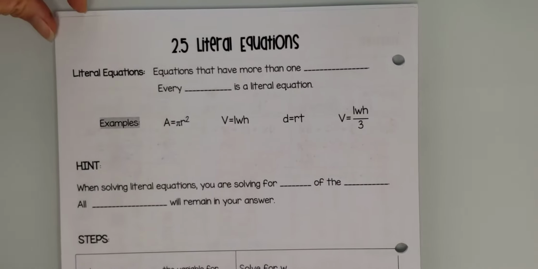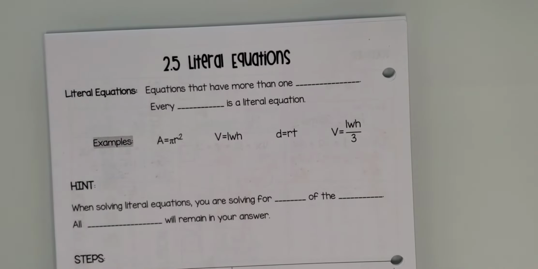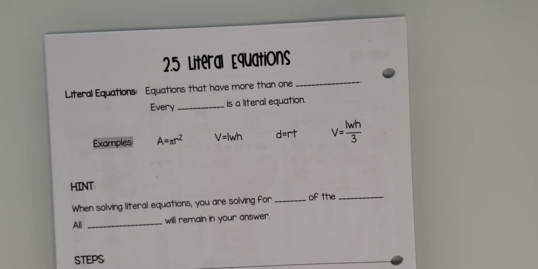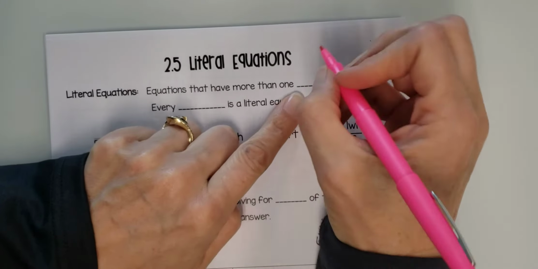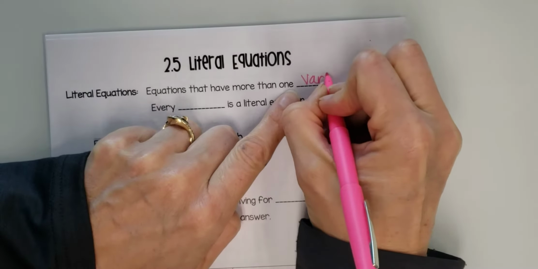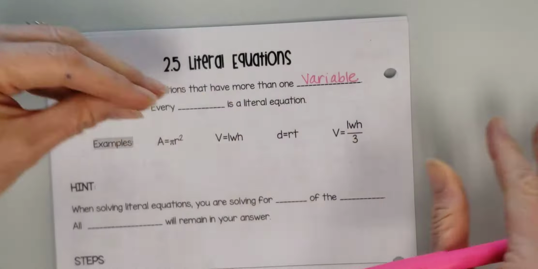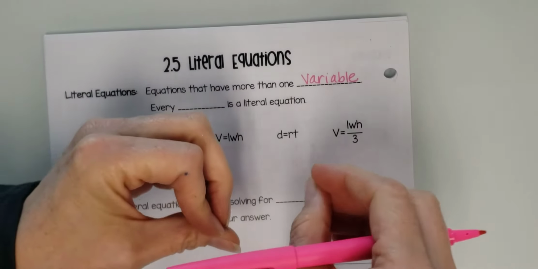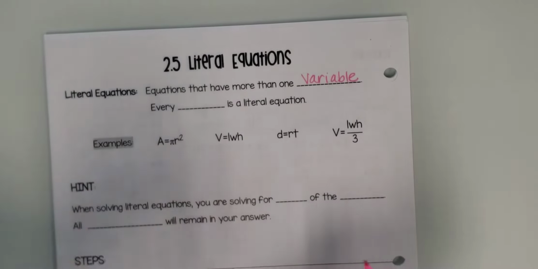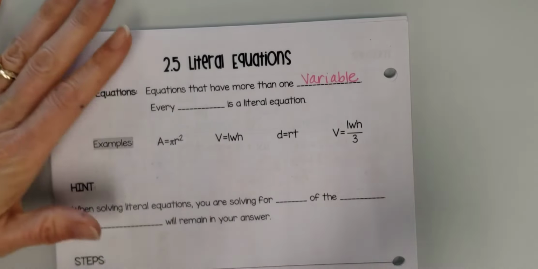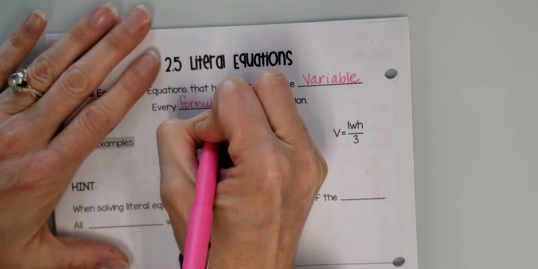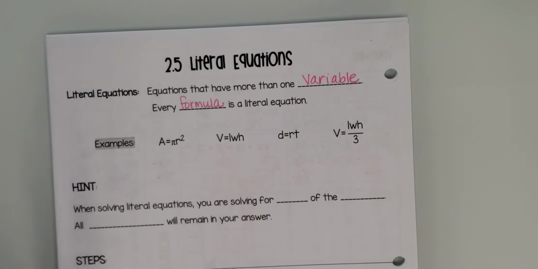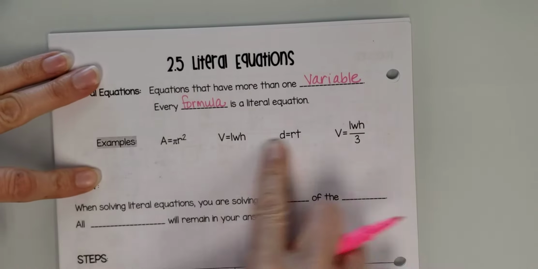Okay, so what we are learning in 2.5 is literal equations. Some of you might be wondering what a literal equation is. A literal equation is an equation that has more than one different variable. I don't mean like x is on both sides of the equation. I mean like an x and a y, or an x and a q, or something like that. It's got two different variables. So every formula that we've used in math or science is a literal equation. And here are lots of different examples, right?